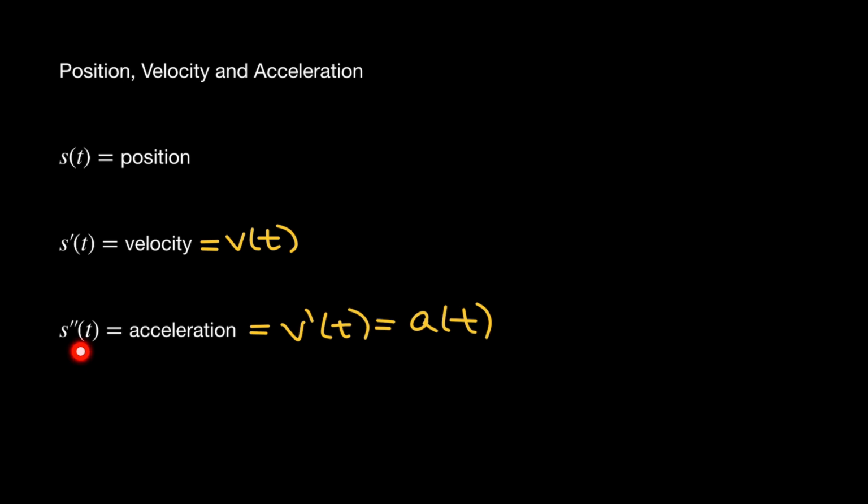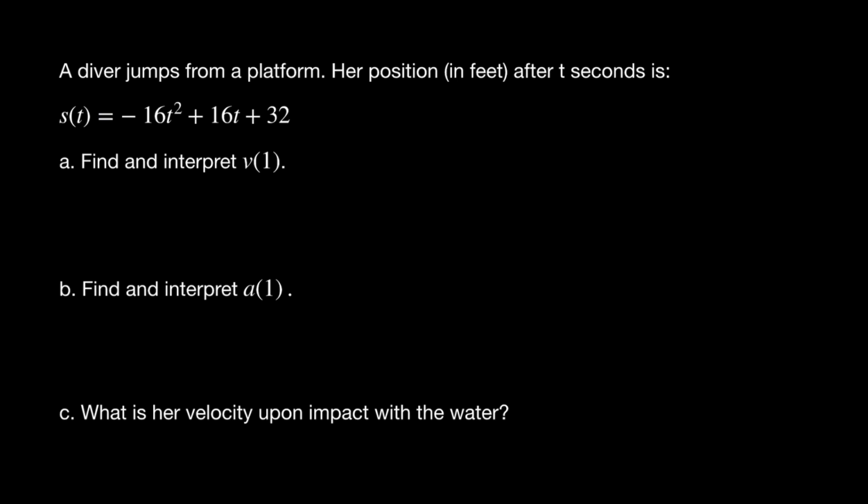If we take the second derivative of our position, which means we're taking the derivative of our velocity, that's actually giving us acceleration. It's describing how the velocity is changing. So it's giving us information about whether our object is speeding up or slowing down. So let's take a look at an example.